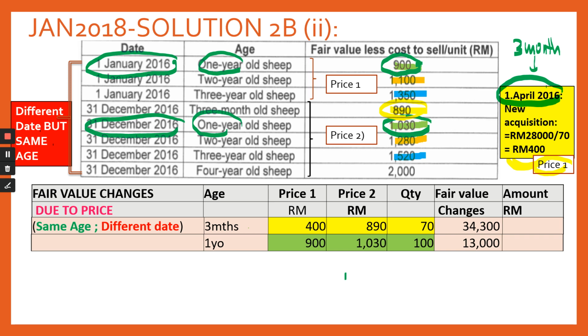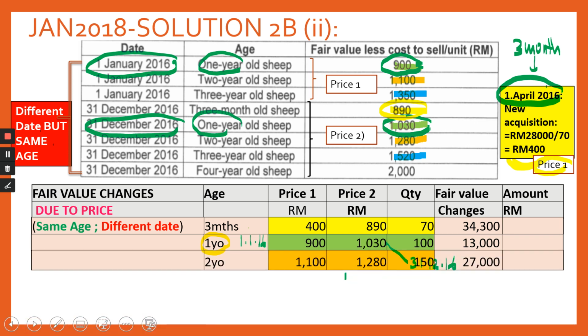The second one is to look at the existing sheep that you have, looking at the same age, different date. So we have already pointed out earlier for the first one, 1-year-old. For the 1-year-old sheep, as at 1st of January, different date, beginning of the year, 900. At the end of the year, the price for the same sheep, similar age, was 1030. So the price is 1030 versus 900, the price as at 1st of January 16, but the one here is as at 31st of December 16. So we are comparing the price on different date, but at the same age group.